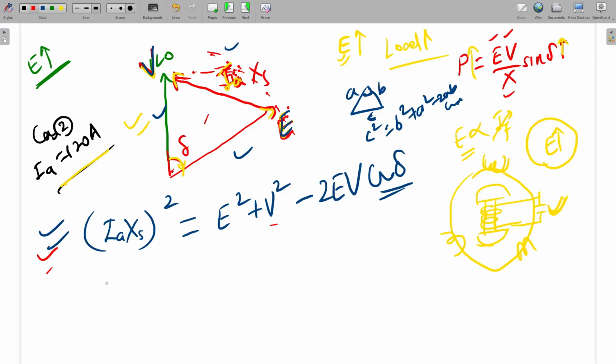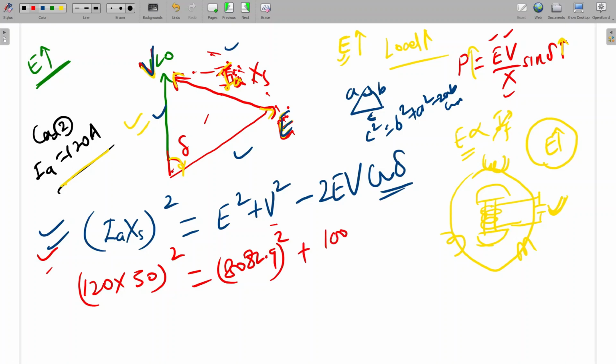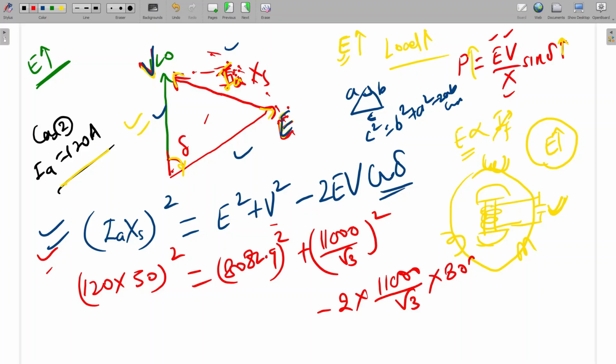So (IA XS) in this case will be 120 into 50, whole square, is equal to E, how much? 8082.9, so 8082.9 square plus (11,000 by root 3) whole square minus 2 into 11,000 divided by root 3 into E, which is 8082.9, into cos delta. So from this equation we can calculate the value of delta.